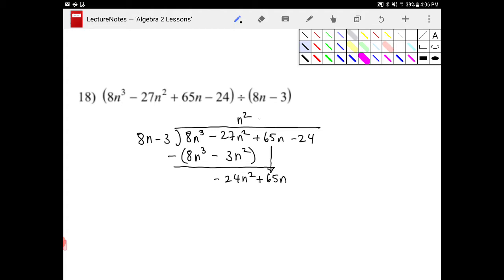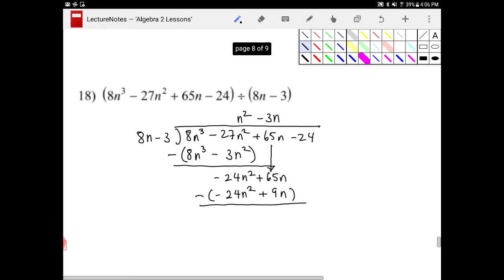And then what am I going to do to multiply 8n to get negative 24n squared? I want to multiply by negative 3n. And if I do that, I'll end up with negative 24n squared plus 9n. And again, I'm going to perform that subtraction. And if I do, I get 65 minus 9, and I get 56n. And I want to pull this down, so minus 24.